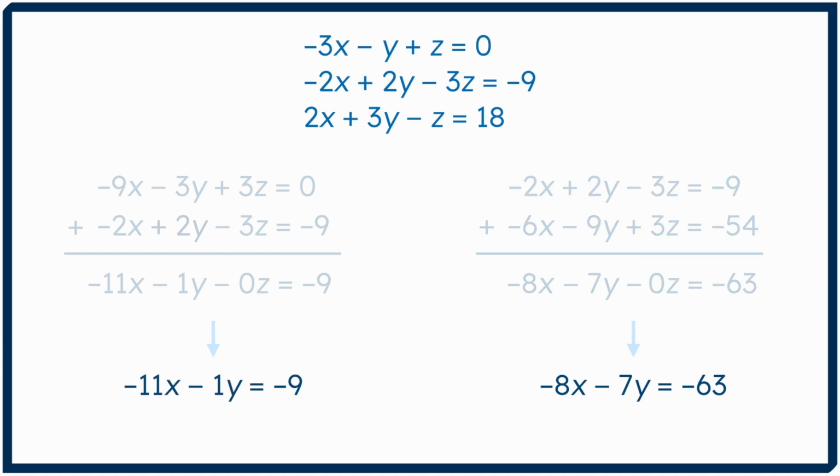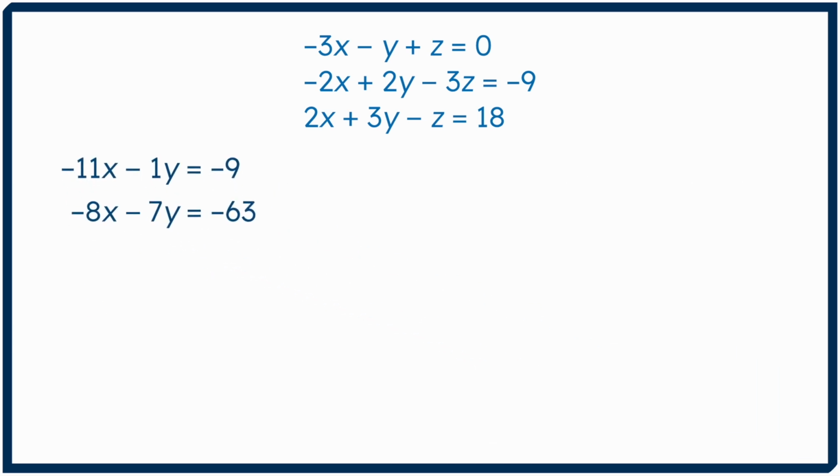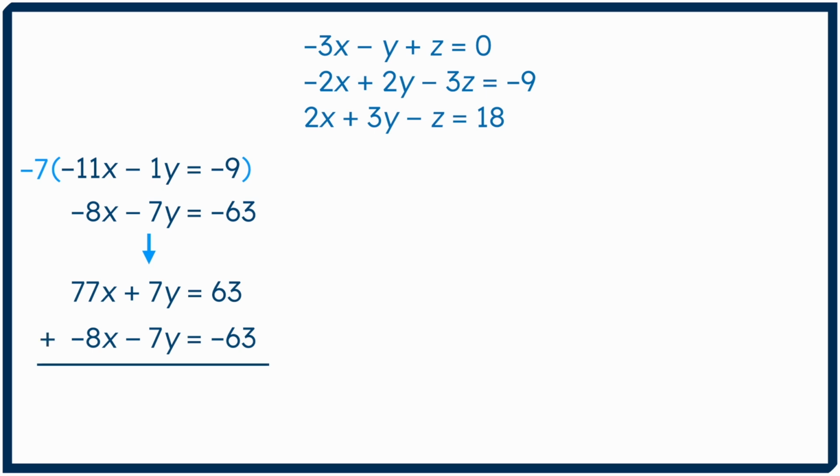So now there are no z terms in either of our equations, and both equations have x terms and y terms. If we line these equations up, we can eliminate another variable. Let's work it out. We can multiply the entire top equation by -7, so the equation becomes 77x plus 7y equals 63, and then we can add the equations together to eliminate y. 77x plus -8x equals 69x, 7y plus -7y equals 0y, and 63 plus -63 equals 0.